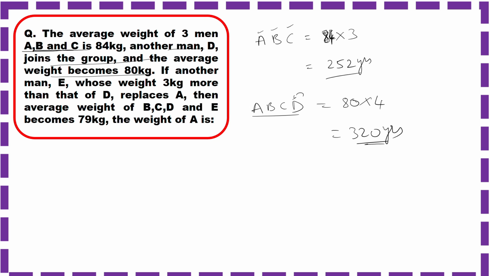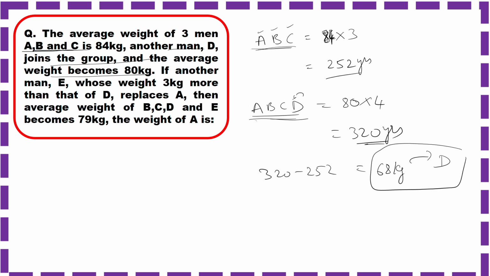Now what is D's weight? Can we calculate now? Yes, we can. Why? Because we know the total weight of A, B, C, and we also know the total weight of A, B, C and D. If we just subtract these two, A, B, C get eliminated and we remain with the value of D. So 320 minus 252 is equal to 68 kilos. This is the weight of D, right?